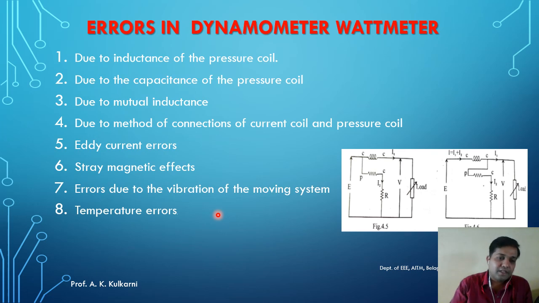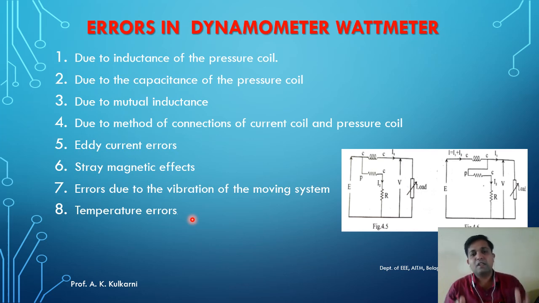Next one is the temperature error. If we measure the power of particular appliances, let us consider the power consumption of a heater. A lot of heat will be produced inside that heater, right? So if I place that particular instrument near the heater, whatever heat is created by the heater will be absorbed by this wattmeter also. So due to that, what will happen? An error will be created. So in this way, these are the various errors we are going to see in the wattmeters.